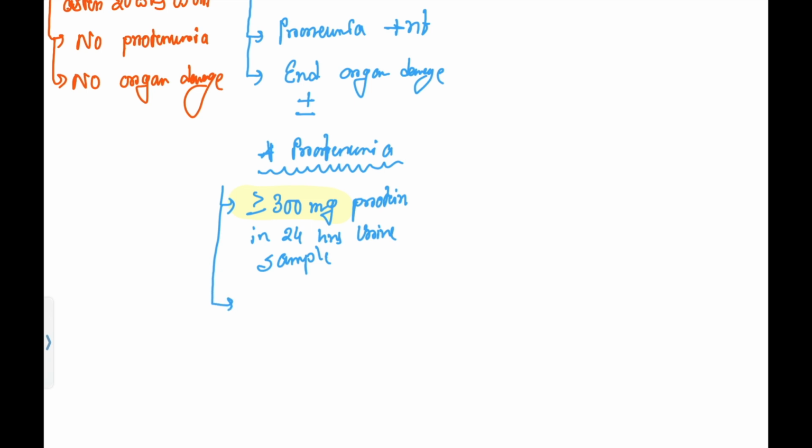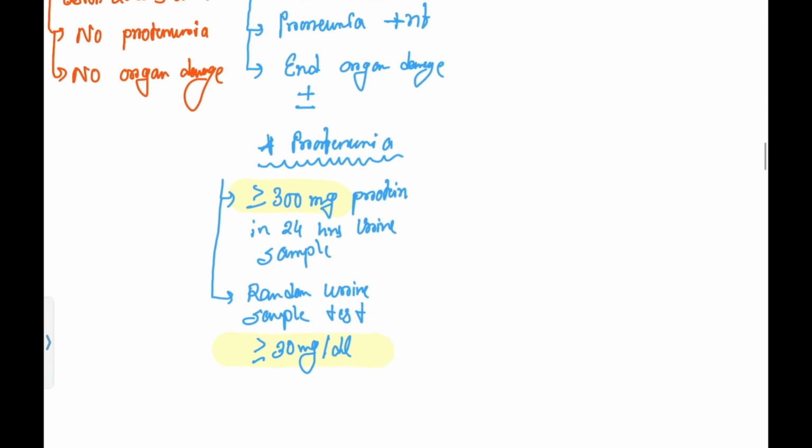If you just do a random urine test, by taking one urine sample and not the whole day's urine, you will find this protein more than or equal to 30 mg per dL. Mg per deciliter. So if you check a whole 24-hour urine sample, you will get more than or equal to 300 mg of protein. If you do a random urine sample test, you will get more than or equal to 30 mg per dL, and then you will tell the mother that she is having proteinuria.